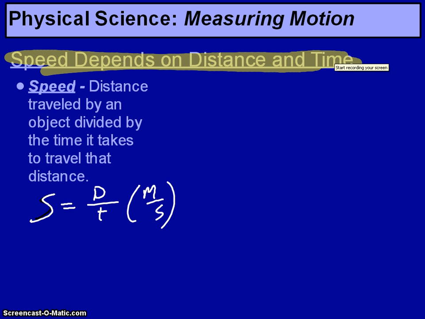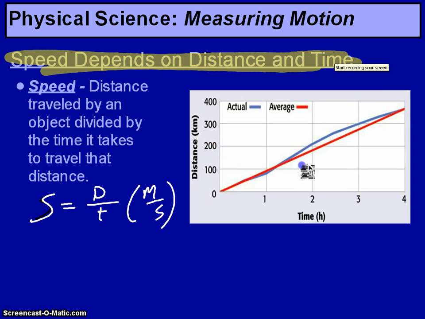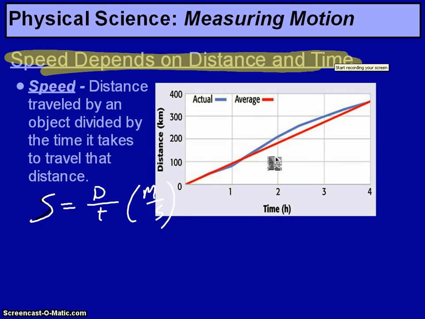Okay, now let's take a look at a graph of speed. In other words, a time versus distance graph. Okay, now let's see. In this case, we are Canadian, so we are measuring hours versus distance. Let me get a different color there. Let's try a little blue here. So, time versus distance. Okay, so as we move along the graph, you'll notice that there are two lines.